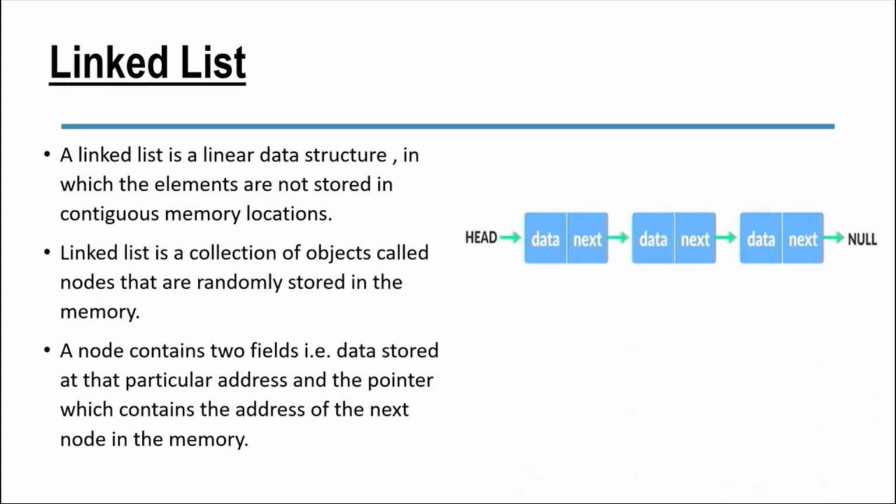So here in this picture you can see a linked list. Now this blue block is known as node, which contains data and a pointer with an address to the next node. So the last node points to null.